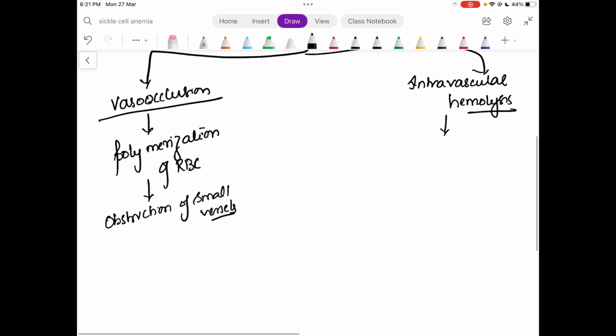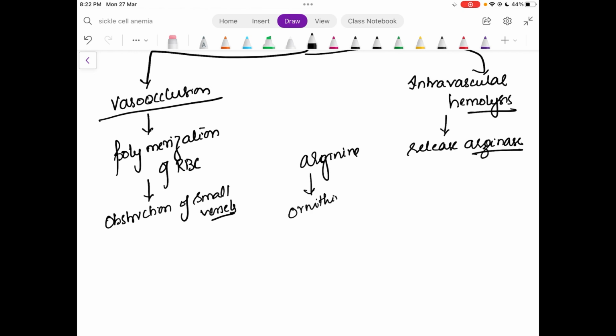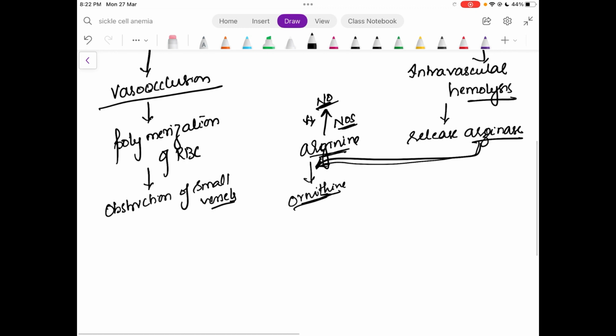This intravascular hemolysis releases arginase. This arginase will convert arginine into ornithine. Arginine is also converted to nitric oxide with the help of nitric oxide synthase, but arginase will convert the maximum amount of arginine to ornithine. So nitric oxide formation is decreased, and nitric oxide is a vasodilator.